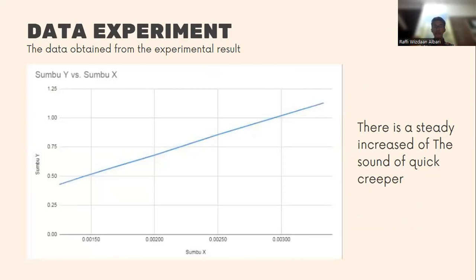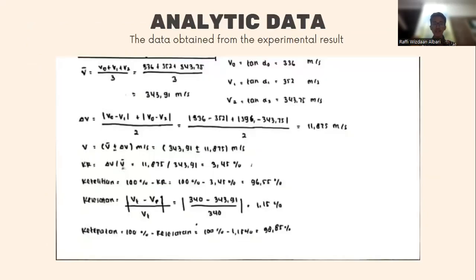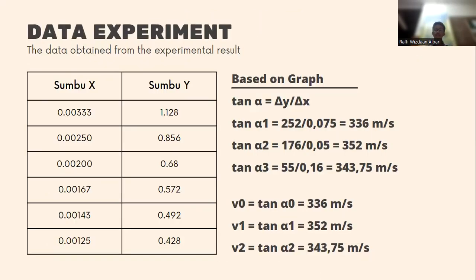Okay, this is the graph. The graph shows a steady increase of the speed of sound. Based on the graph, we have tangent alpha 1 is 336 meters per second, tangent alpha 2 is 352 meters per second, and tangent alpha 3 is 343.75 meters per second. And the tangent alpha is the same as velocity.